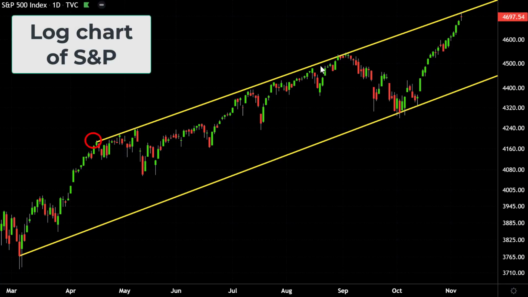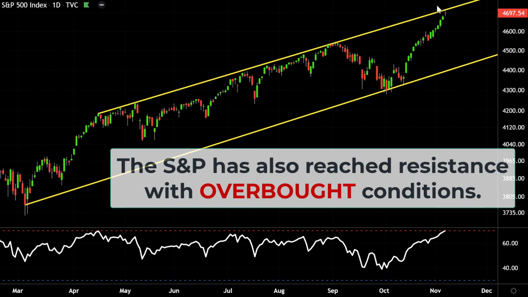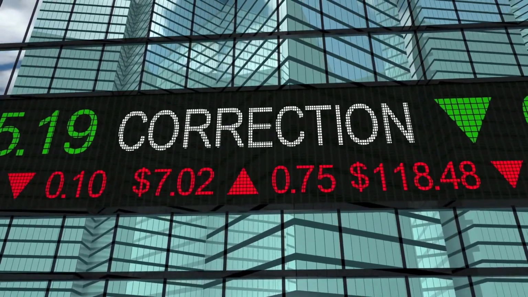By the way, it's not just the Nasdaq that has done this. The S&P also has done something very similar. The S&P has also reached the top of that trendline resistance, and also I would argue the top of this channel with overbought conditions. So again, in a situation like this, probabilities usually favor an inflection point. In other words, some kind of reversal or temporary correction or pullback in the price.